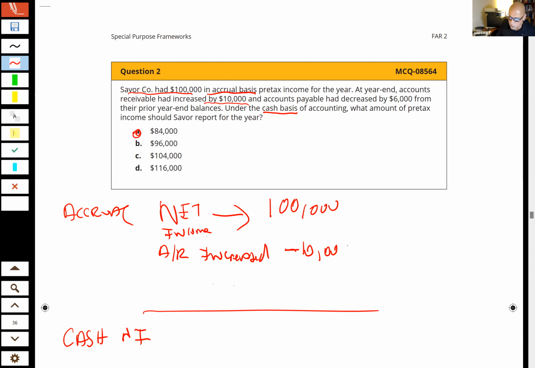And then for current liabilities, what? Do the same. Since the liability decreased 6,000, accounts payable decreased, and for liabilities I'm going to do the same. So I'm going to subtract that 6,000. And that gives me the correct answer here, which is 84,000.